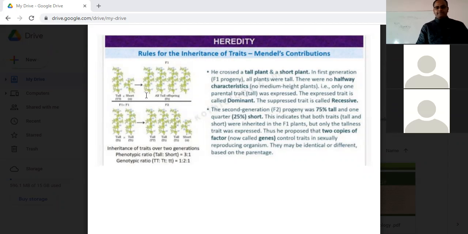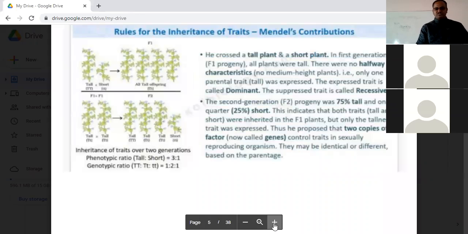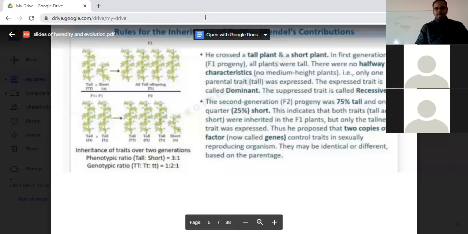Now, can anyone discuss what was Mendel's contribution for arriving at the law of segregation? Can anyone discuss the monohybrid cross? It is depicted over here also. Just raise your hand, what we have studied now, the whole cross. Who can discuss? Yes, raise your hand.